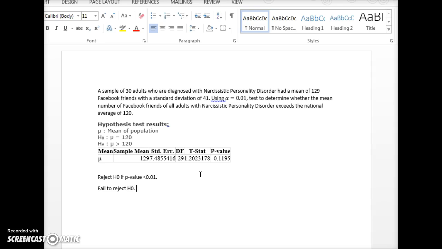And we conclude that there is not sufficient evidence to conclude that mu is greater than 120. So for this problem, we can't determine whether adults with narcissistic personality disorder have more Facebook friends than the national average. So that's the first example.